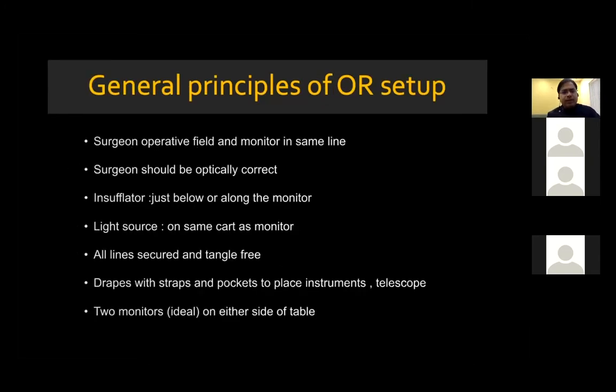What are the general principles of an operating room setup? The surgeon and the monitor should be in the same line. The surgeon should be optically correct. The insufflator should be just below the vision monitor. The light source should be on the same cart. All the lines should be free of any tangle. And drape pockets should ensure that the instruments can be placed in them. Ideally, two monitors opposite to each other.